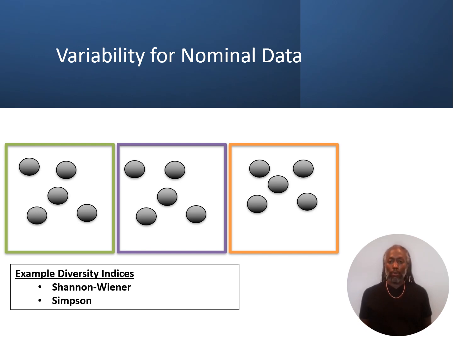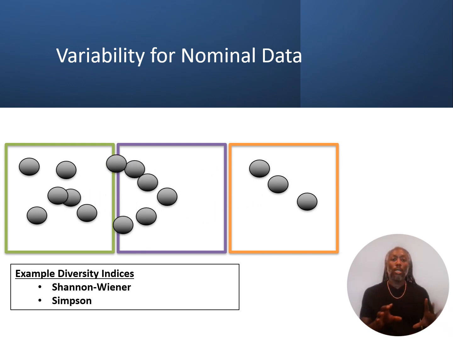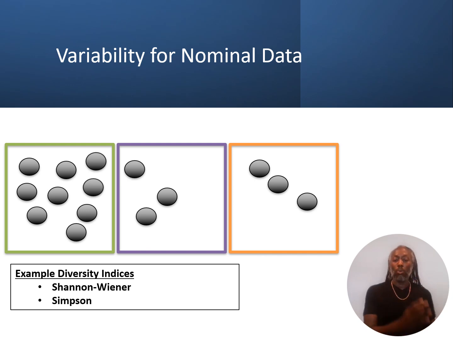And so you can think of diversity indices like this. High diversity would be the case where every category has the same number of observations. If we keep the same number of observations, a less diverse sample would have more observations in one group and fewer in others. And so measures of diversity or diversity indices use different methods to calculate what the diversity might be given the distribution of observations among categories.